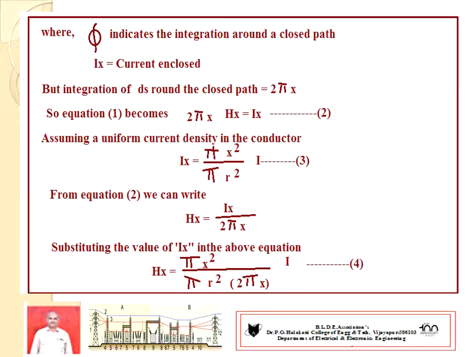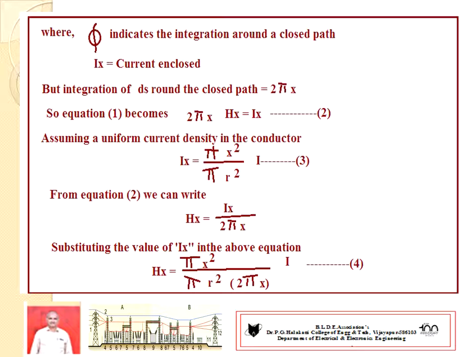Develop the equation number 3. From equation 2 we can write Hx equal to Ix by 2πx. From expression 3 we know the Ix value, so substitute the Ix value in Hx. So we can develop equation number 4, that is Hx equal to πx² divided by πr² into 2πx into I.